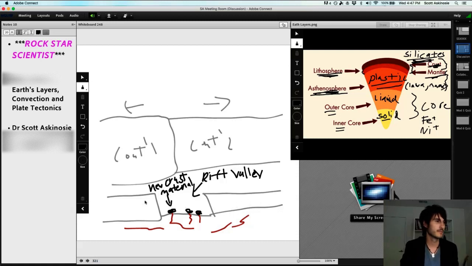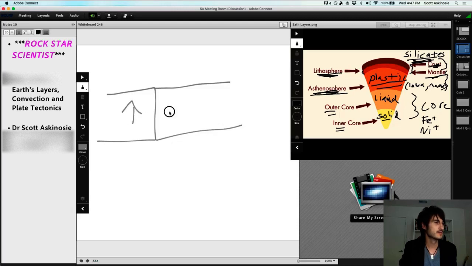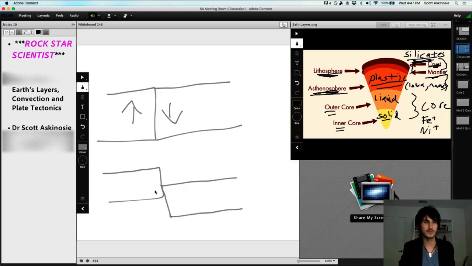Okay, so that's it for divergent. Pretty simple, right? Okay, the last one we're going to talk about are these transform boundaries. And this is where we have two plates that actually slide past each other. Now, the transform plates that you're probably all used to are those in California.